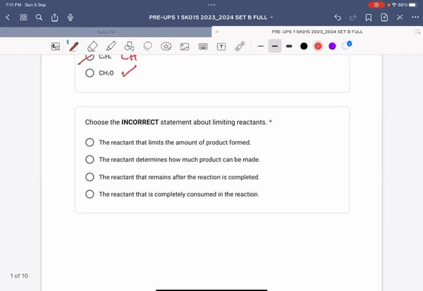Okay, next, choose the incorrect statement about limiting reagent. So the reagent that limits the amount of product formed, this is correct. The reagent determines how much of product can be made, is correct. The reagent that remains, okay, this is incorrect. And the last option, the reagent that is completely consumed, this is also correct. So the answer is option 3.